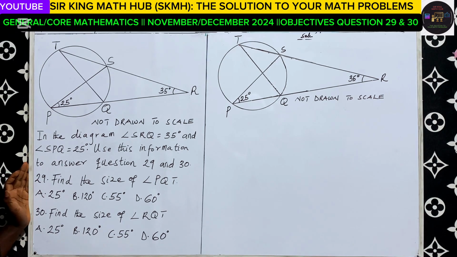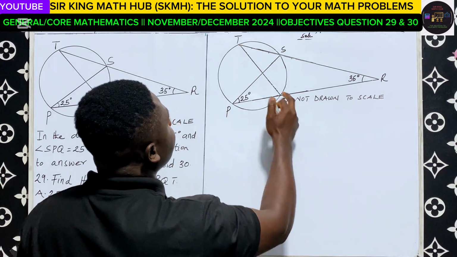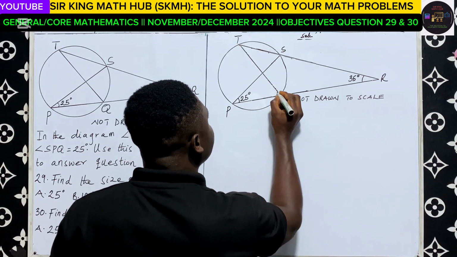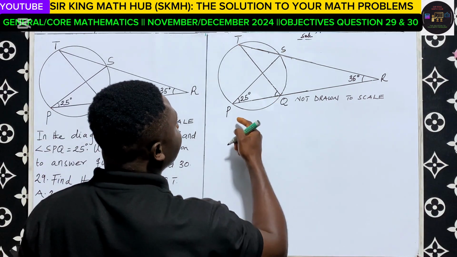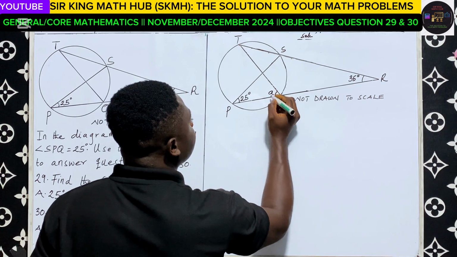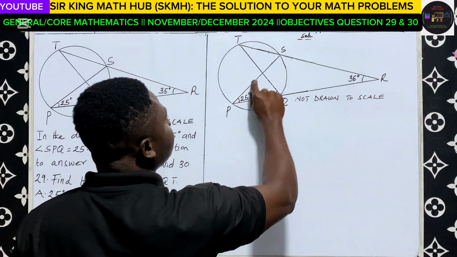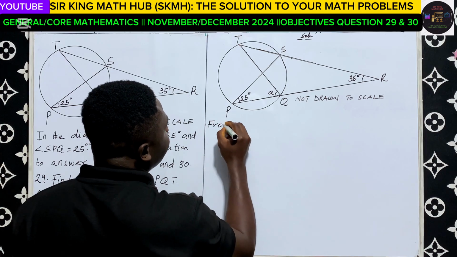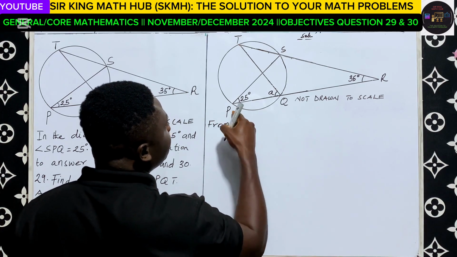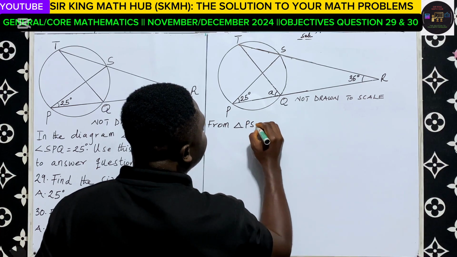So now let's begin with question 29. For question 29, you have to find the size of angle PQT. You're looking at this angle. To make the calculation fast and easier, I'm naming angle PQT as E. From this triangle, how do we name the triangle? From triangle PSR.